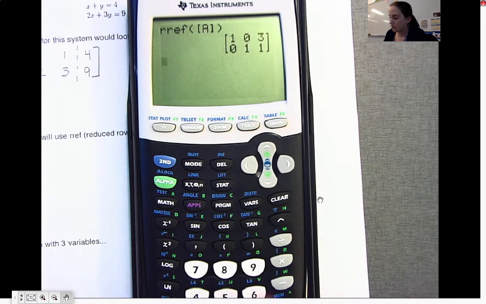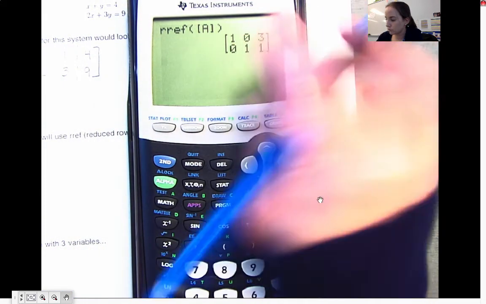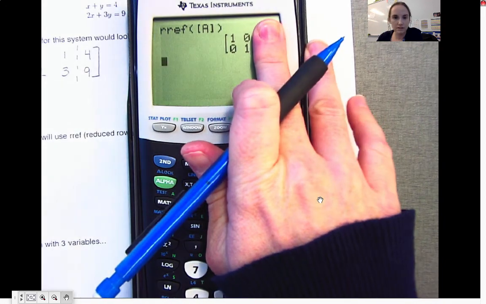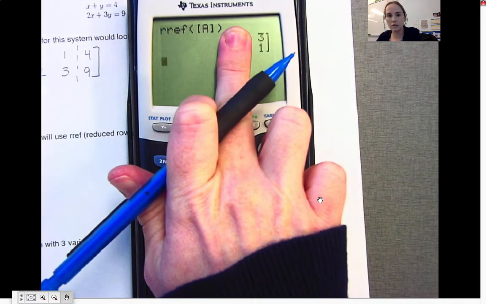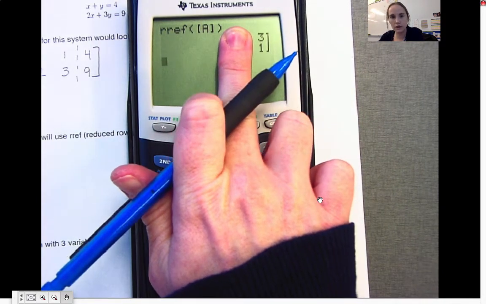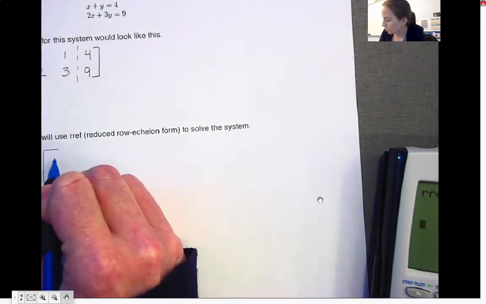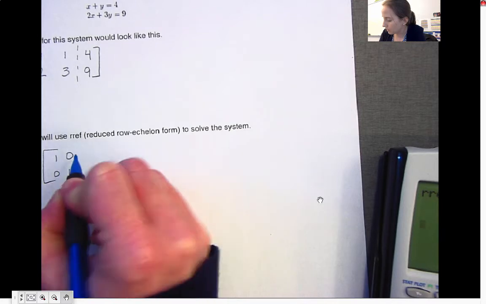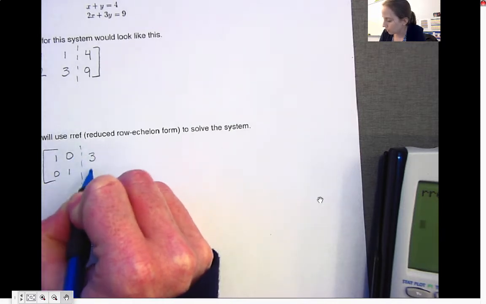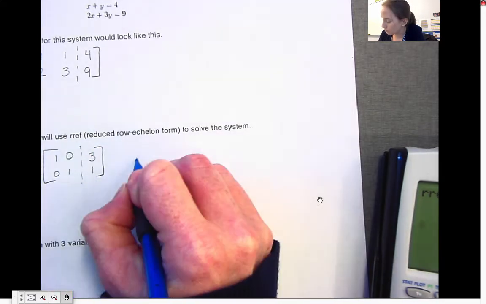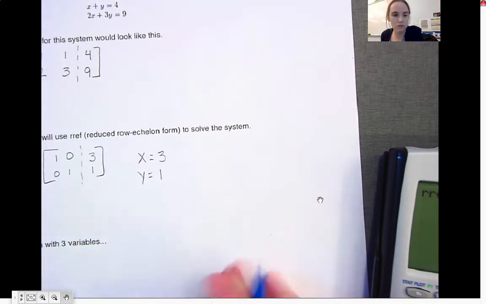Now, what's going to happen, I'm going to write this down, but if you'll notice, the square matrix in the front, that's your identity matrix. In the back, the 3 and the 1, that's your solution. That's your x and y value. So we copy it down, 1, 0, 0, 1, and then 3, 1. So if you wanted to write down x equals 3, y equals 1, that would be your solution.